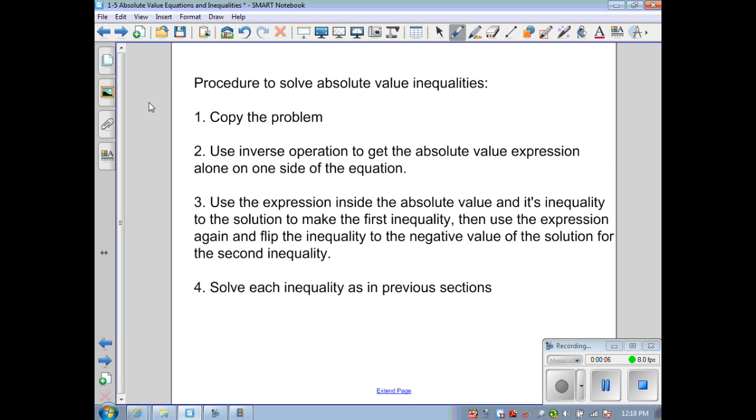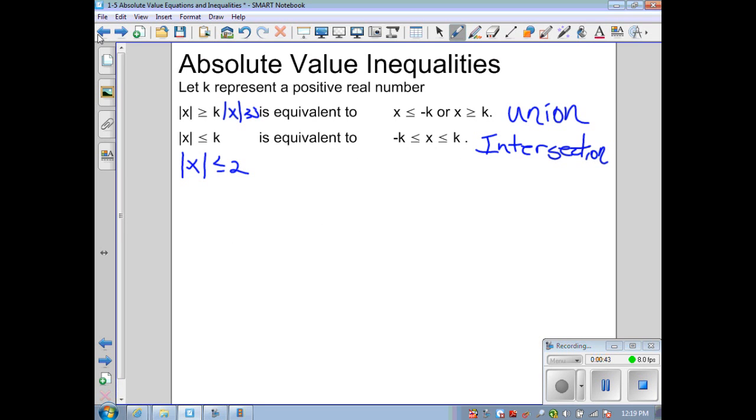Let's look at the procedure to solve absolute value inequalities. Number 1, we want to copy the problem. Number 2, use inverse operations to get the absolute value expression alone on one side of the inequality. Number 3, use the expression inside the absolute value and its inequality to the solution to make the first inequality. Then we want to use the expression again, flip the inequality, and then use that with the negative value of the solution for the second inequality. Then we want to solve each inequality as in the previous sections. Also recall that we want to use an intersection or a union depending on this definition.